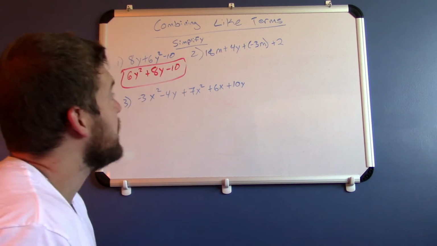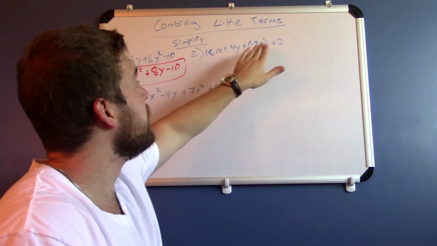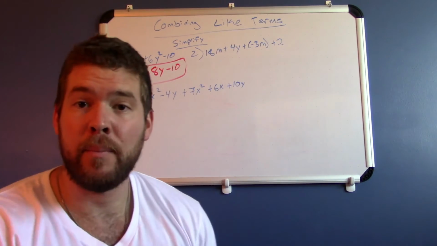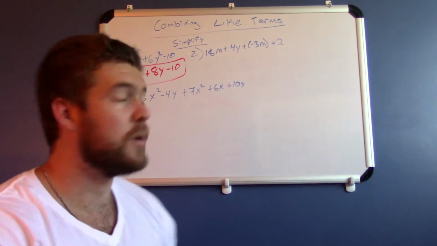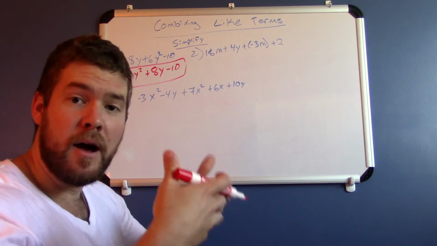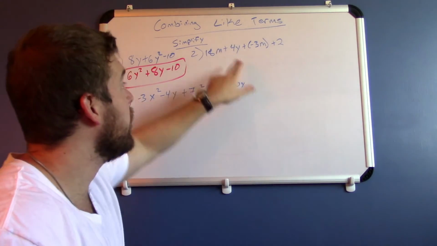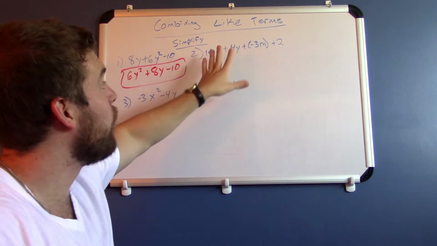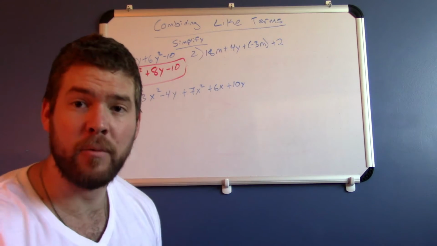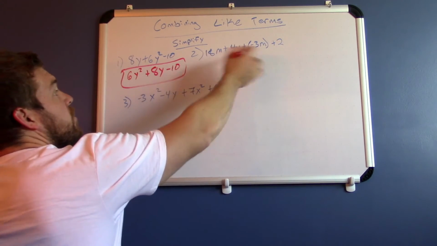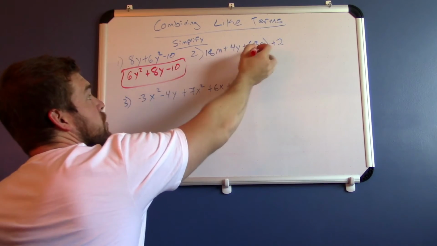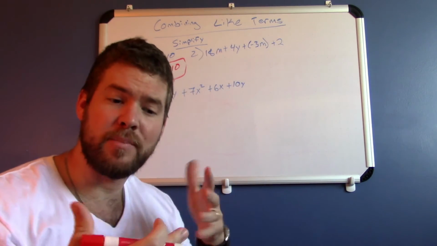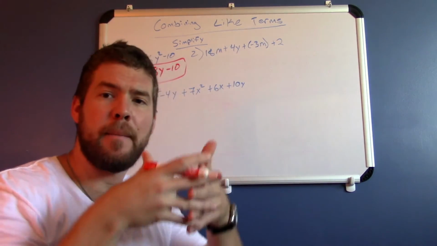The second expression here has m's and y's and a number by itself without a variable after it. So we want to combine our m's together and our y's together. Now we note that all have a power of 1 with the exponent, so we don't have to worry about that with this example. So I'm going to rearrange my two m's so they're next to each other.